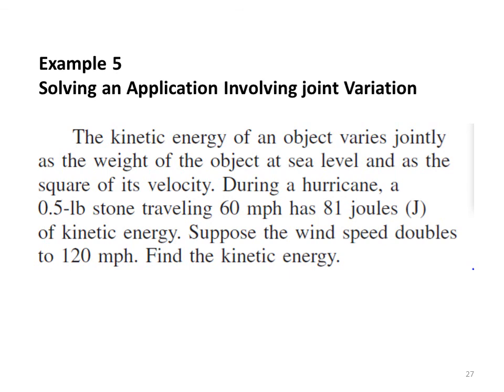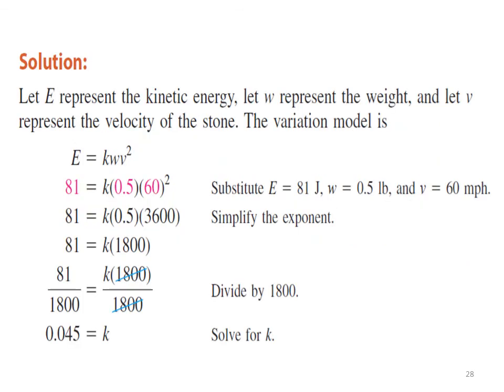A half pound stone, meaning when the weight is half a pound and velocity is 60 miles per hour, the energy will be 81 joules. Let's use this information to find K. The first step is to select the correct model. The energy has joint variation with the weight and the square of the velocity. E, the energy, is equal to K times W times V squared.